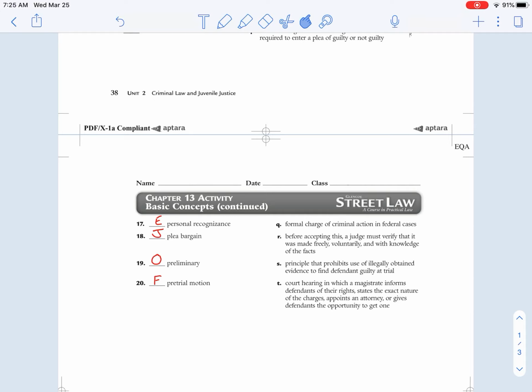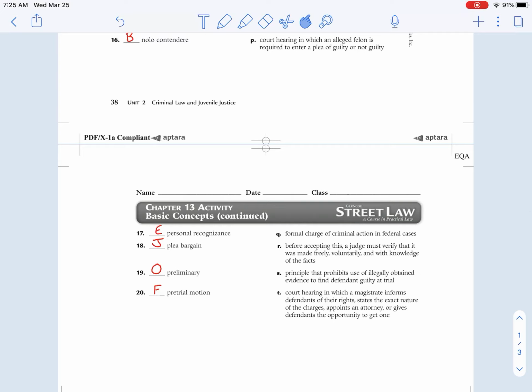Number 19, preliminary, is O. A screening process used by half the states to determine whether there is sufficient evidence to hold for trial defendants charged with felonies. So this is basically the counterpart of a grand jury, and we'll talk more about that. And then pretrial motion is F. A formal request to the court to make a ruling. So there are lots of pretrial motions that we'll talk more about, but that's the introduction to it there.